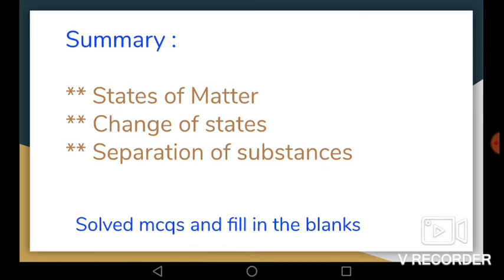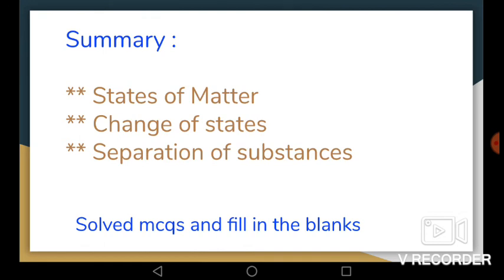The second topic, change of state, means matter can change its form from one state to another, like in melting, vaporization, condensation, solidification. Then the third topic, separation of substances. There are many ways in which we can separate substances from a solution. For example, salt can be separated from the salt solution by heating the salt solution.